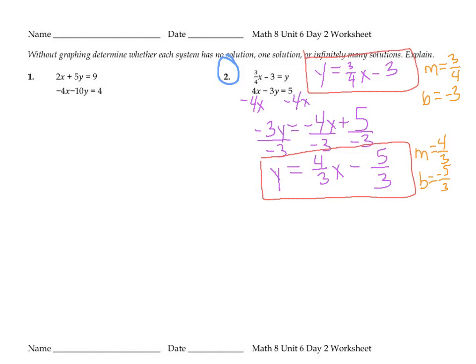So what we notice here is that we have two different slopes and we have two different y-intercepts. So we can write that. We have different slopes and different y-intercepts.